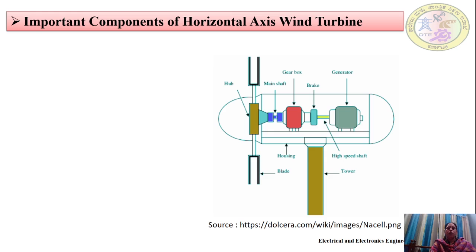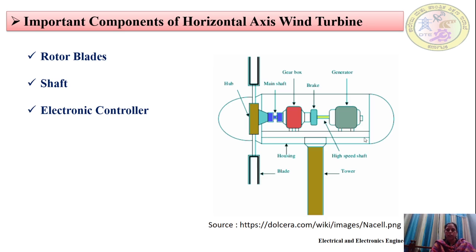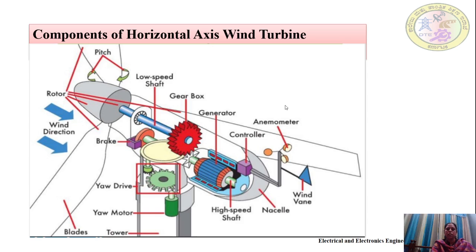Important components of a horizontal axis wind turbine. First is the rotor blades. Second is the shaft. Then the electronic controller. I already showed you here, the electronic controller will be there in the power plant.